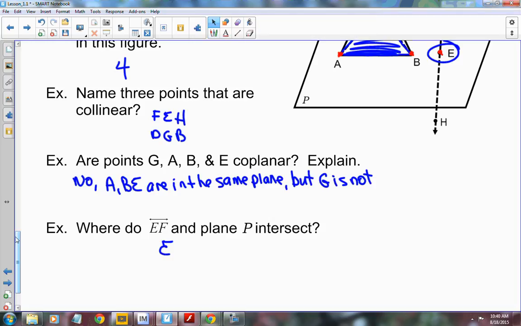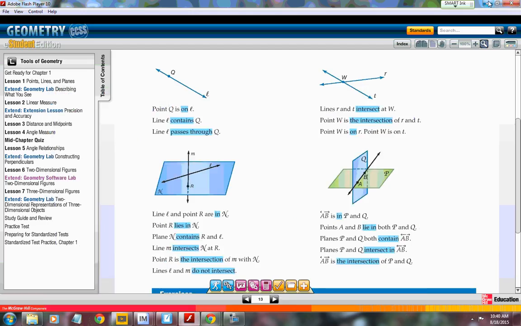All right, I want to show you one other thing, and this is on page 13 in your book. Remember how I told you they were going to give you descriptions and you had to draw a picture? Sometimes they describe them in different ways. For example, here is line L, and then you've got this point Q that's on there. They could describe this in 3 different ways. They could say point Q is on line L. They could say line L contains point Q. Line L passes through point Q. 3 different ways to describe that same thing.